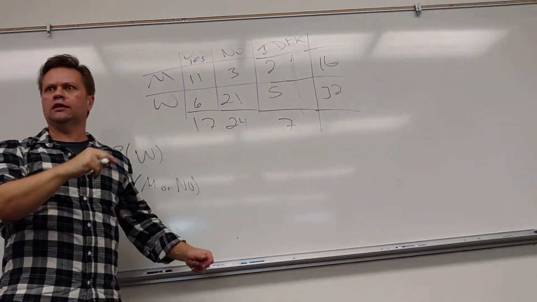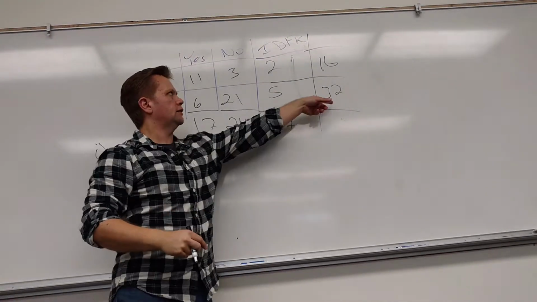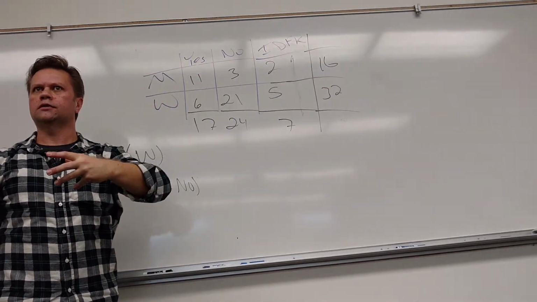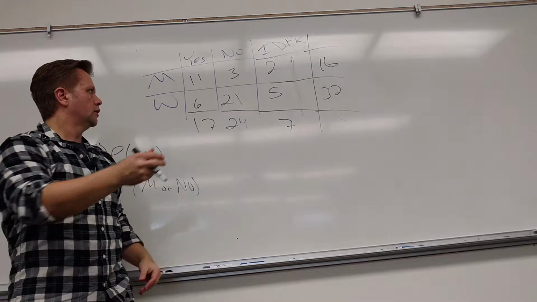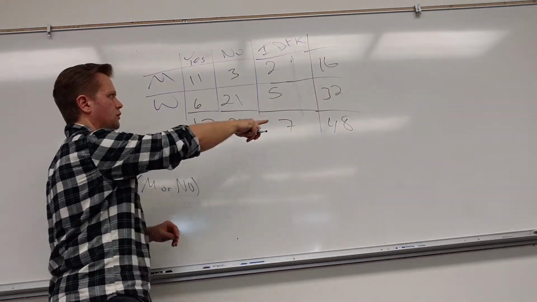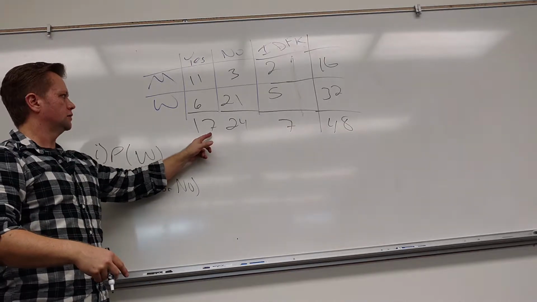And then you don't add these in. Why would that make no sense? If I add these to these, what have you just done? You've just doubled everybody. They're all clones. So 48, and a real quick check is that this better add up to 48 also. Does it? Yes, thank God.